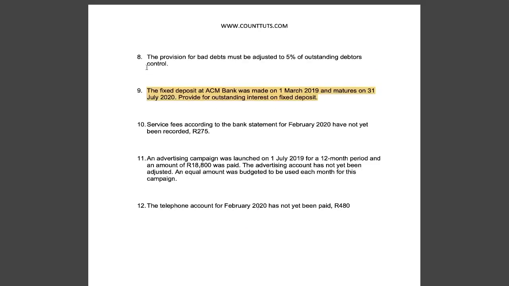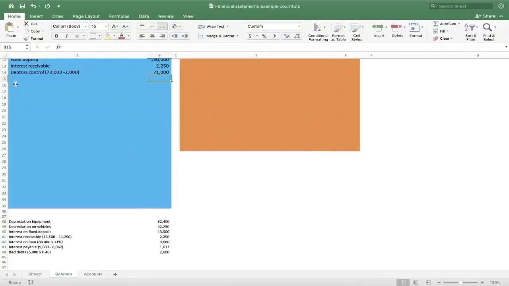Number 8 tells us that the provision for bad debts must be adjusted to 5% of outstanding debtors control. Very important. That is the outstanding debtors control. Outstanding meaning the remaining debtors control after taking out the bad debts, which we have just done. Okay, so we're going to record the provision for bad debts here, or the allowance for credit losses, which is the same thing.